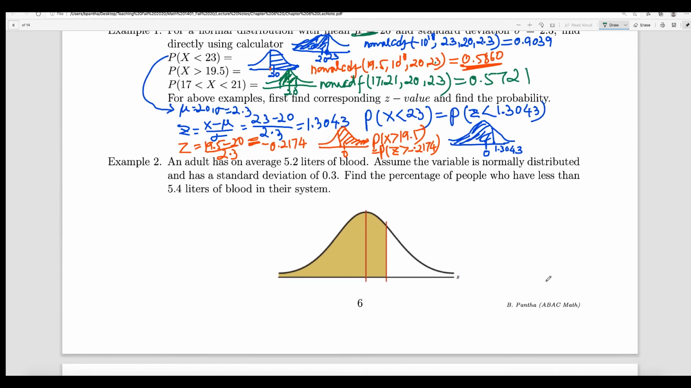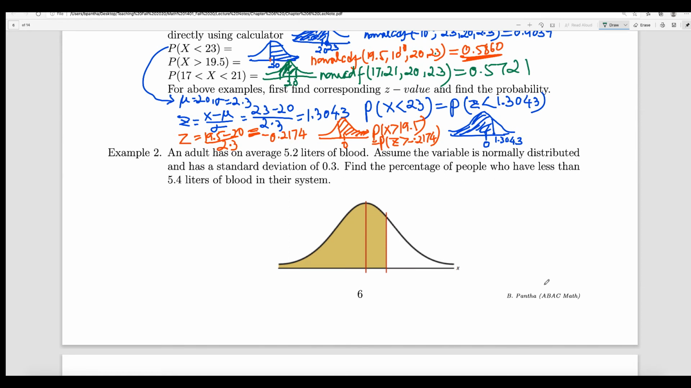Okay, let us do some more examples. An adult has an average of 5.2 liters of blood. What do you mean by average? Mu is given, it is 5.2. Assume the variable is normally distributed and has a standard deviation of 0.3. Sigma is 0.3. So this is not a standard normal, right? Because mu is not 0, sigma is not 1. This is x, okay? Find the percentage of people who have less than 5.4 liters of blood in their system.